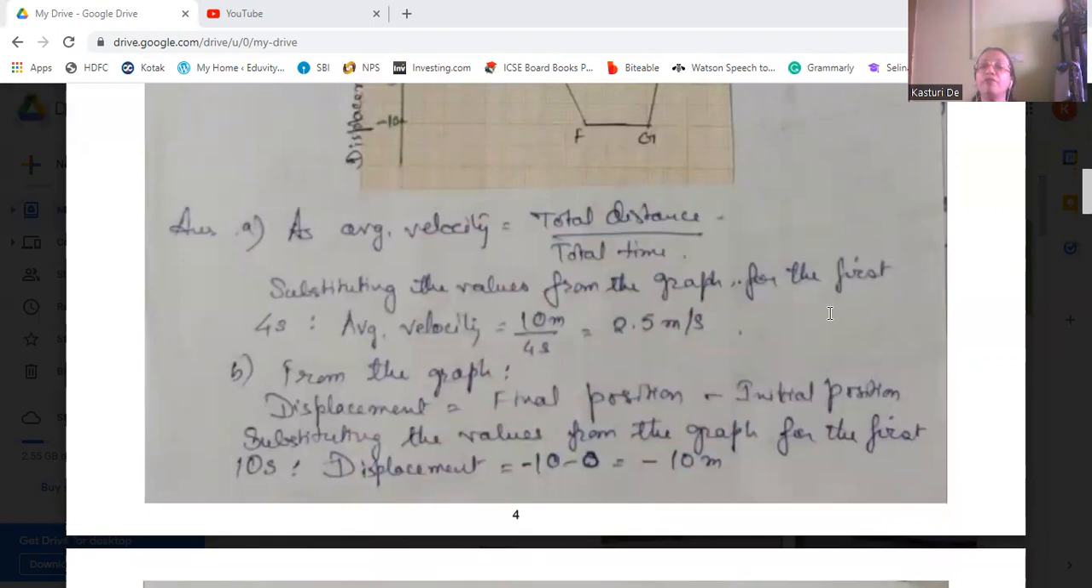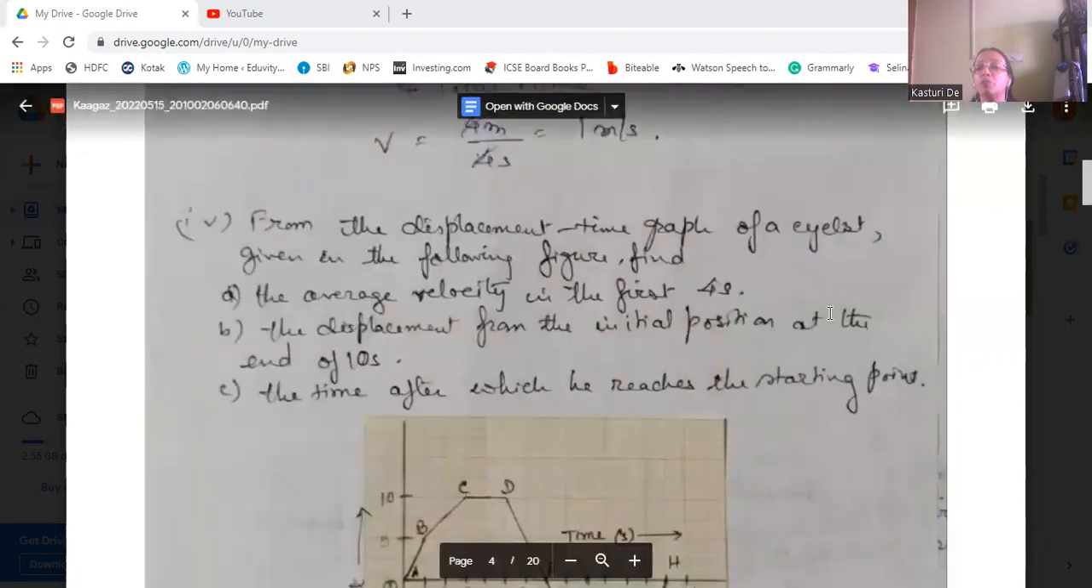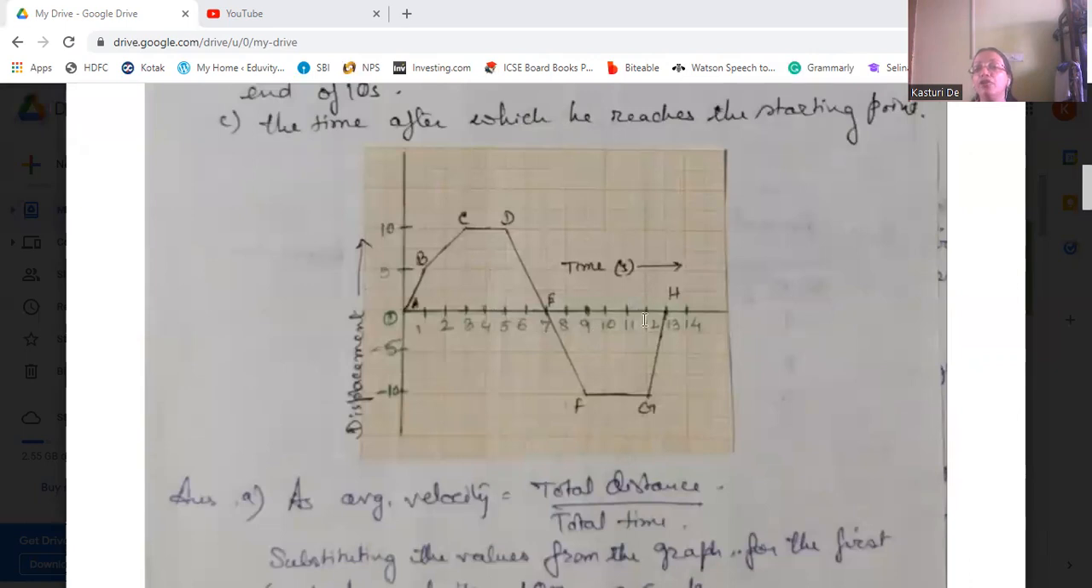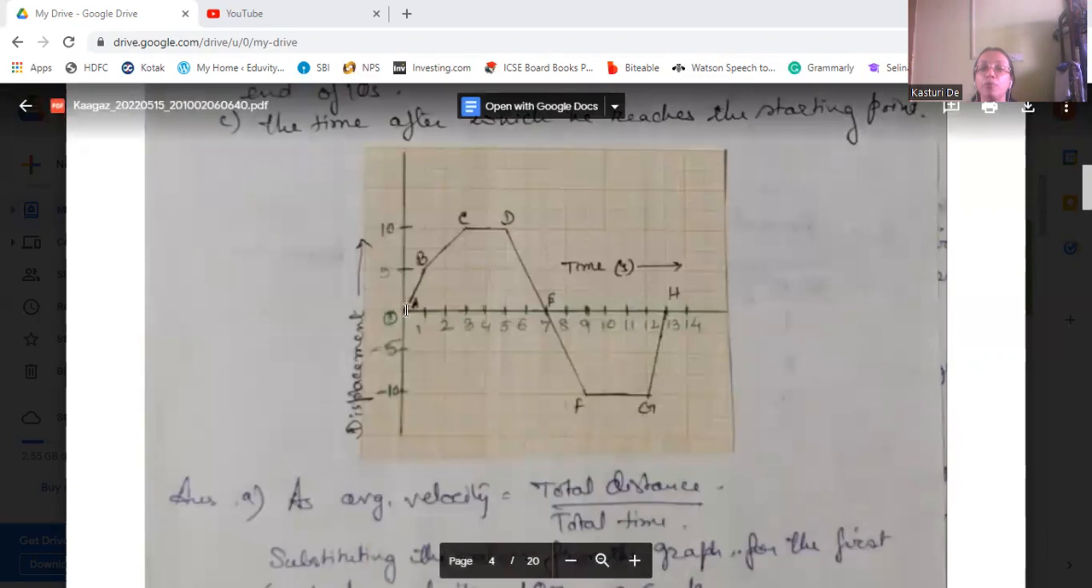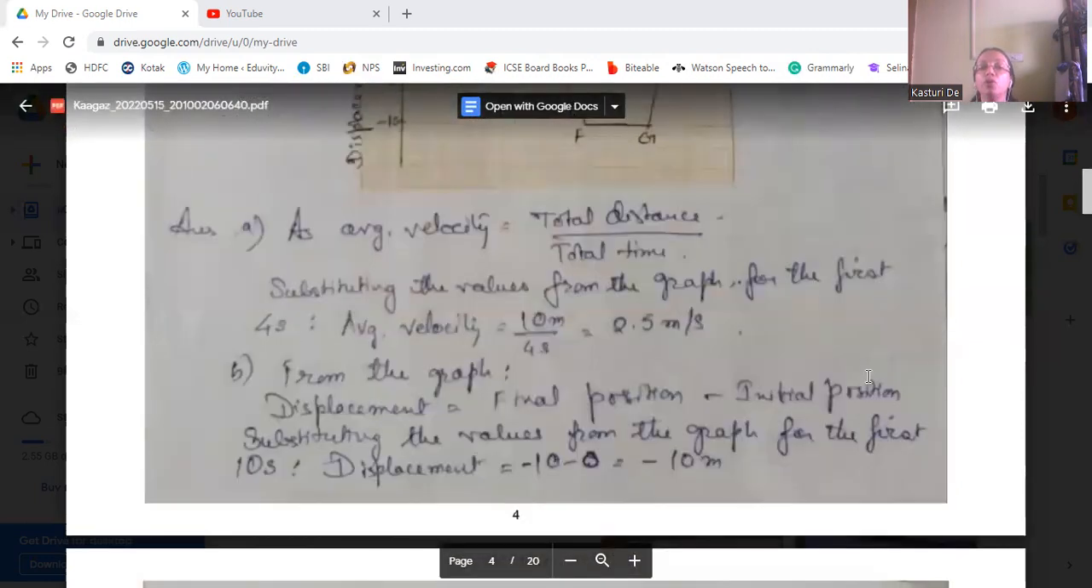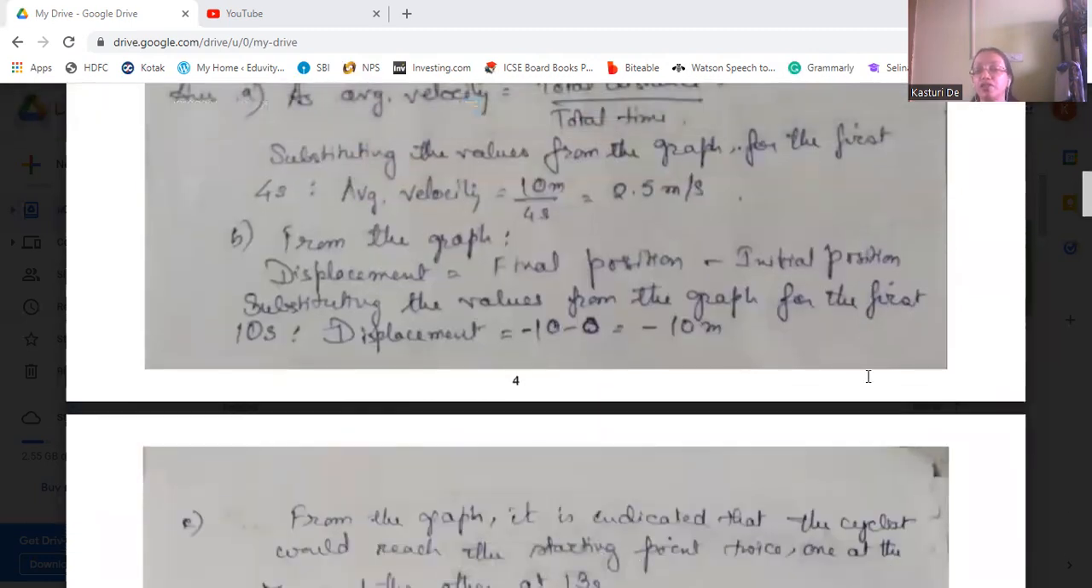Now the next question, the displacement from the initial position at the end of 10 seconds. At the end of 10 seconds, 10 seconds is here. That means the body has moved from A to B to C to D, then come to E, then again to F, then it's moving on to G in the time of 10 seconds. So what will be the final minus initial position? Displacement will be 10 minus 0, that's 10 meters.